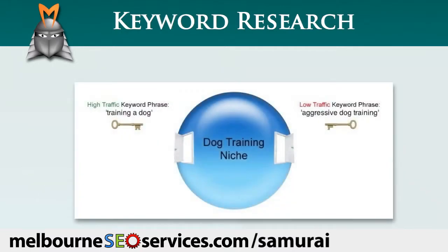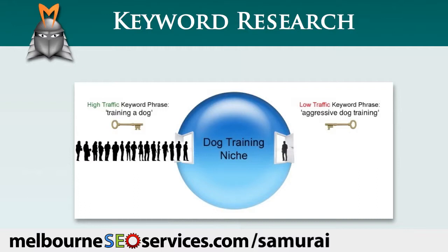In every niche, there are many different keyword phrases, and every phrase has a value based on how many people use it to access the niche. Some keywords generate high levels of traffic, while other keywords generate low levels of traffic. For example, in the dog training niche, each day a number of people explore the niche by entering the phrase "training a dog" into Google. In contrast, a smaller number of people explore the niche by searching for the phrase "aggressive dog training."